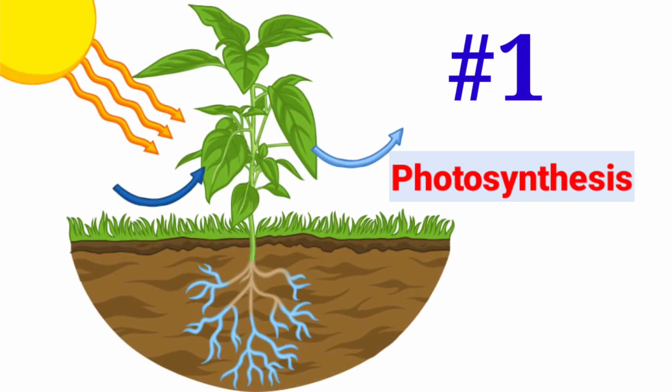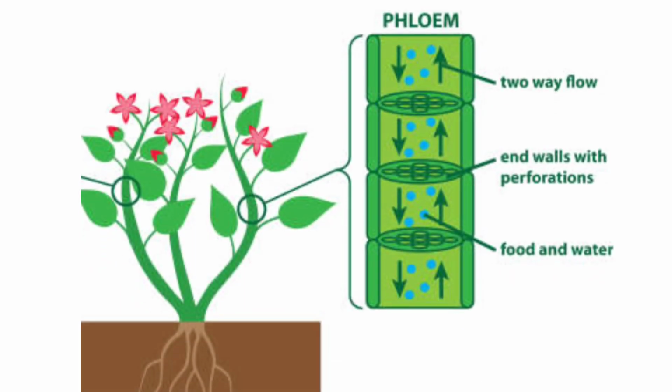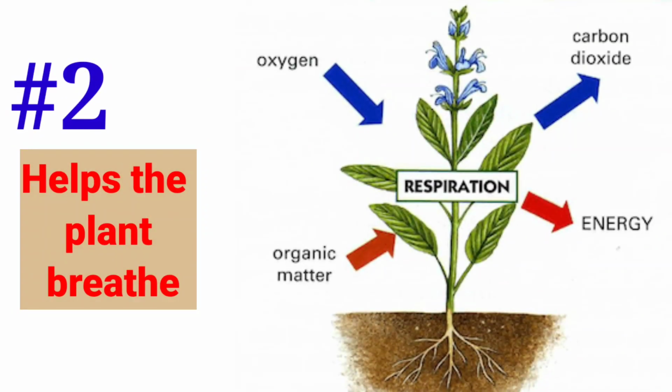Photosynthesis. This is the most important function of a leaf. They contain chloroplasts which have the pigment chlorophyll that is responsible for helping in photosynthesis. The prepared food is transported to the other parts of the plant via phloem tissue.